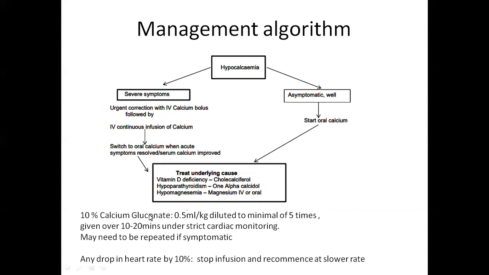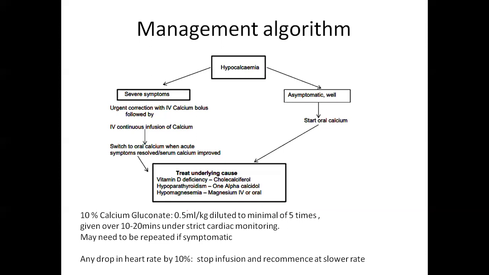The correction is usually 0.5 ml per kg of calcium gluconate. You need to dilute it 5 times. You can go up to 1 ml per kg also, but the majority of the guidelines say, in pediatrics, not in neonates. In neonates you can go to 1 to 2 ml per kg, but in pediatrics, try to restrict it to 0.5 ml per kg. If symptoms are still persistent, you can repeat. So it's better not to over-give the calcium. That's the main point here.